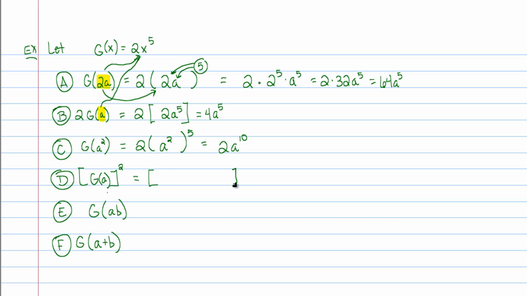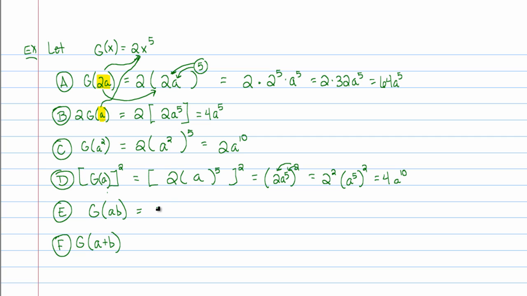So we have something being squared. That something is the function g, which is 2 times junk to the fifth, where junk is a. This is, again, 2a to the fifth to the second power. That second power will affect both the coefficient and that a to the fifth. So I'll have 2 squared times a to the fifth being squared. 2 squared is 4. A to the fifth squared is a to the 10th.